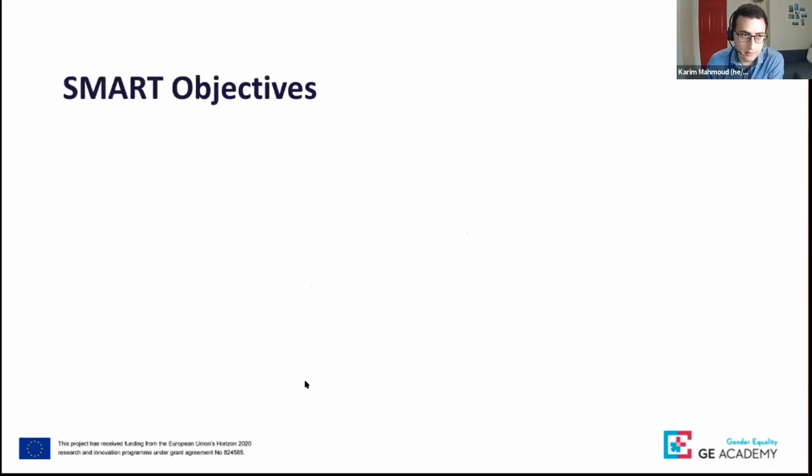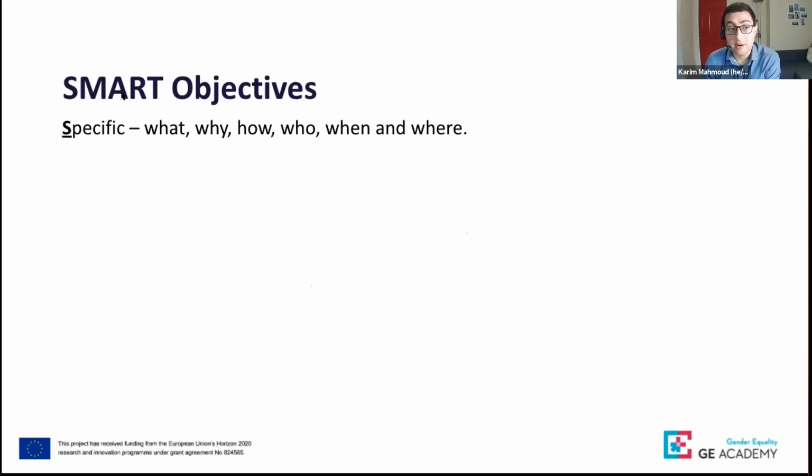So I'm sure all of you have heard of SMART objectives. Just a quick recap. SMART objectives are those that are specific. And what we mean by that is that they can answer questions of what, why, how, who, when, and where. A very specific objective will cover all that information, and it has to be measurable. So you need to have indicators and targets. We've talked about that in the context of a gender analysis, but an objective as well has to have indicators and targets to know whether that has been met.